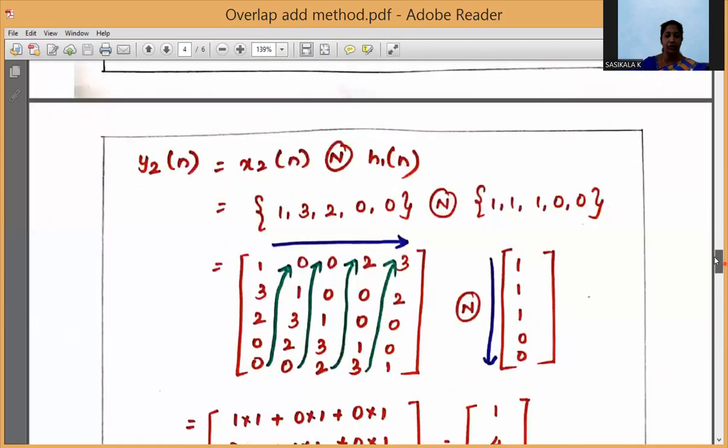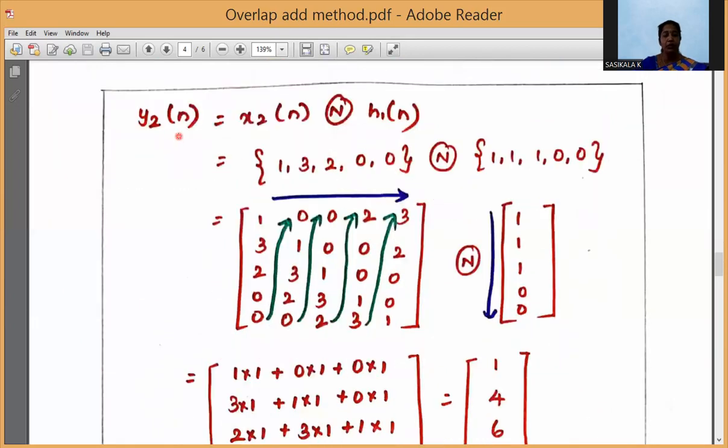So similarly, you need to find y2 of n. So y2 of n is equal to x2 of n, circular convolution of h1 of n. x2 of n is 1, 3, 2, 0, 0, circular convolution of 1, 1, 1, 0, 0. So here I have written 1, 3, 2, 0, 0. So this last element is taken to the second column's first element. So 0, so 1 comes here, 3, 2, 0.